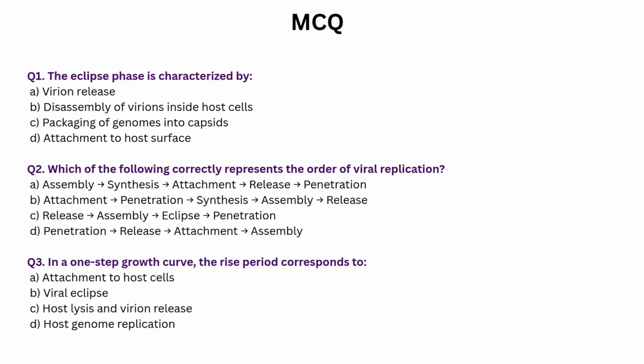Multiple choice questions. Number one, the eclipse phase is characterized by. Number two, which of the following correctly represents the order of viral replication?